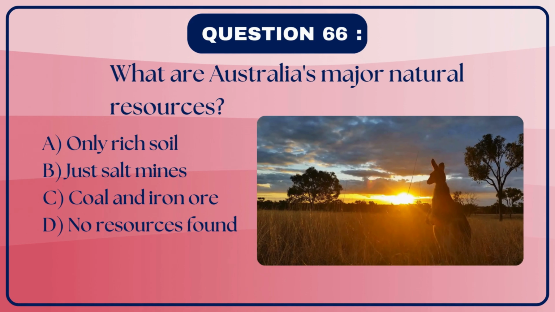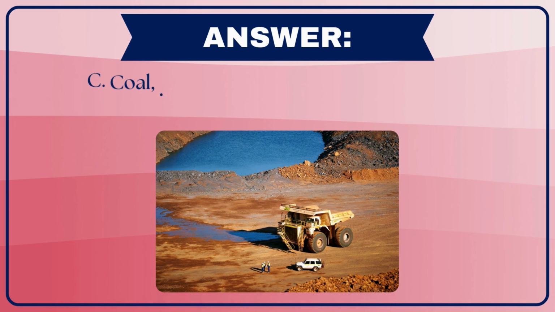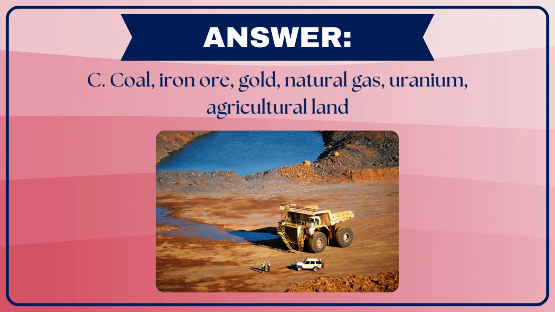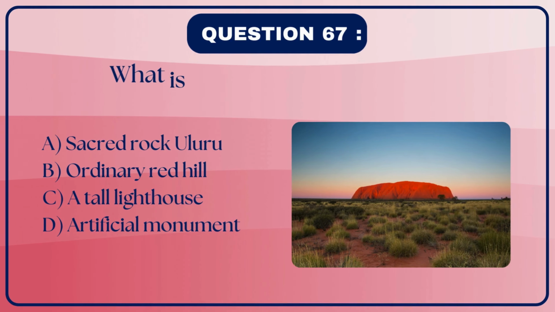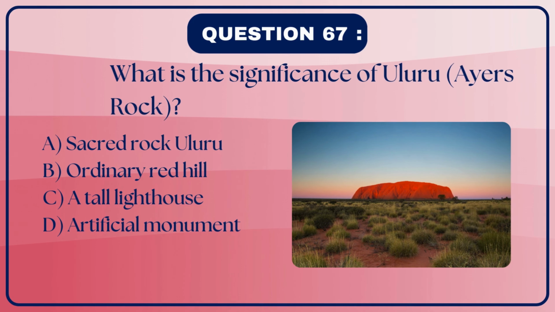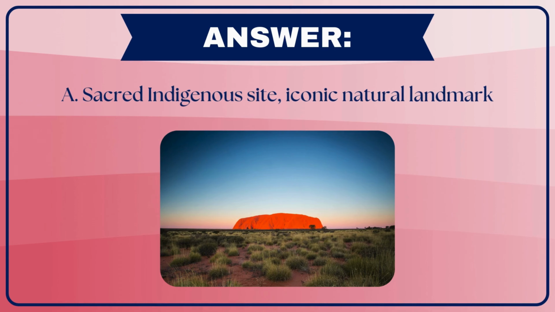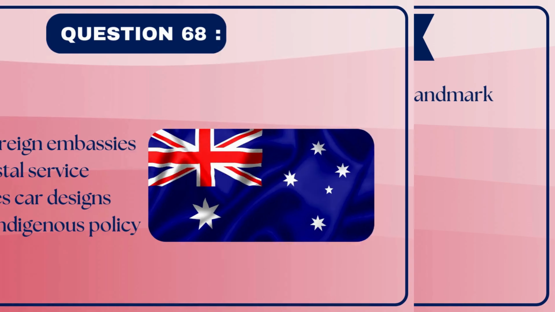What are Australia's major natural resources? Coal, iron ore, gold, natural gas, uranium, agricultural land. What is the significance of Uluru, Ayers Rock? Sacred Indigenous Site, iconic natural landmark, cultural heritage.